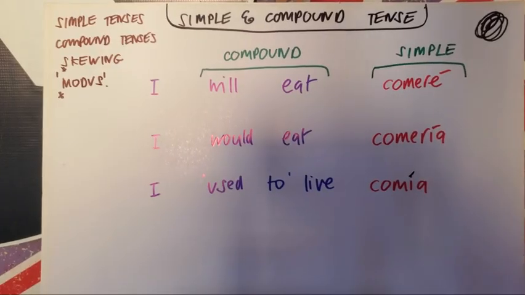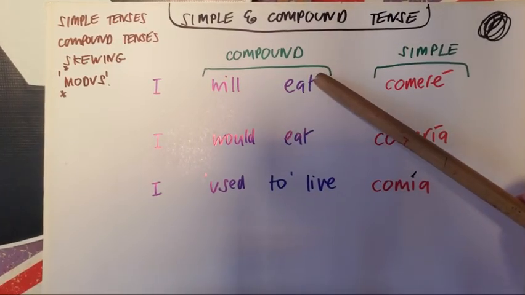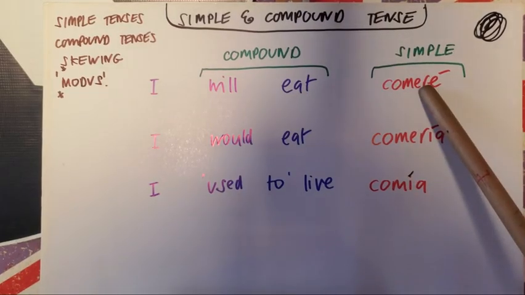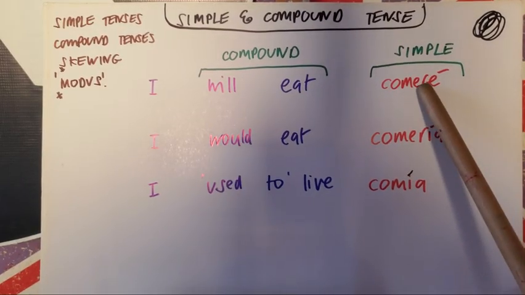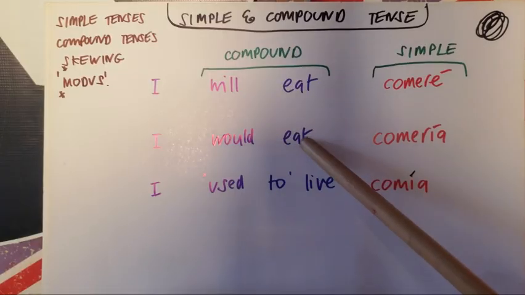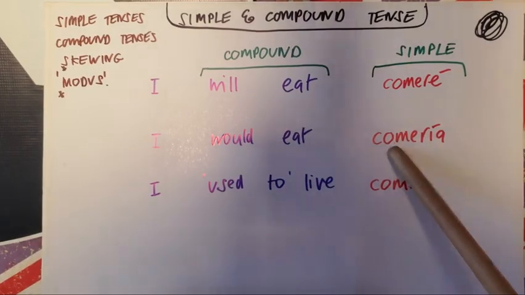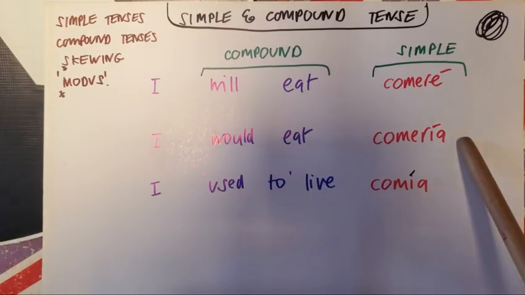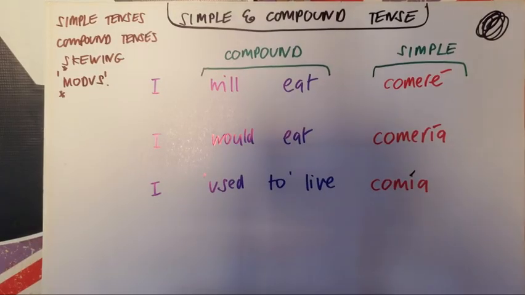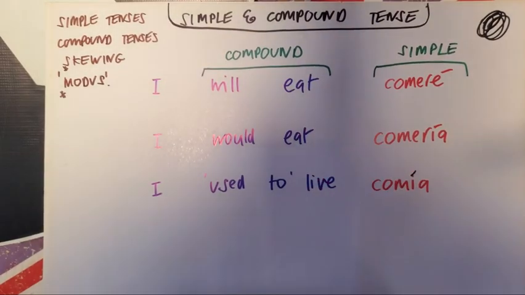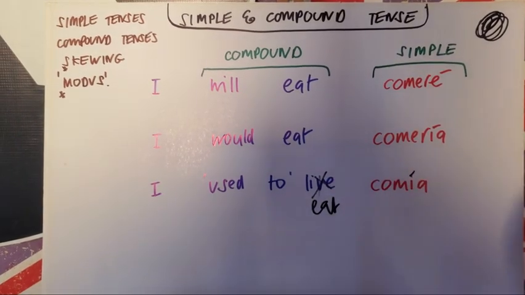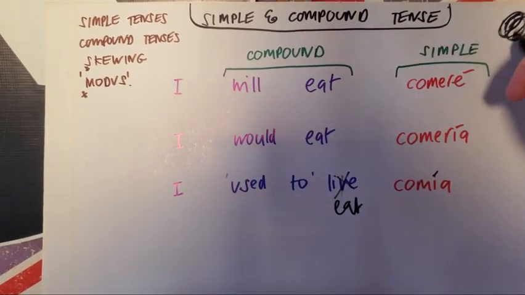In the future, in Spanish, you say I will eat. In English, it's a compound verb phrase. In Spanish, it's not, it's one word. Yo comeré. Comer, comeré, I will eat. I would eat, again, is a compound in English. In Spanish, as I explained previously, it is comería. I would eat. I used to eat, I used to live. Comía. I might redo this sheet.